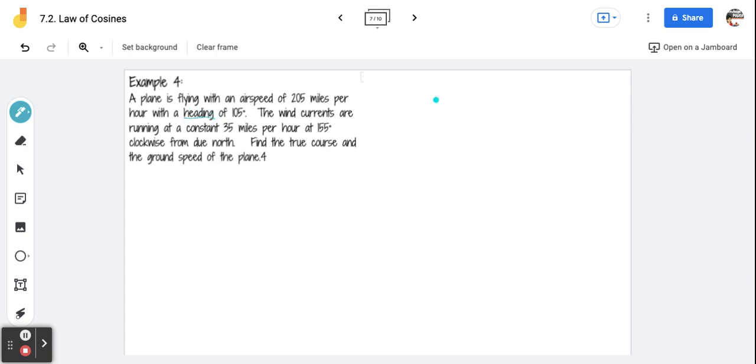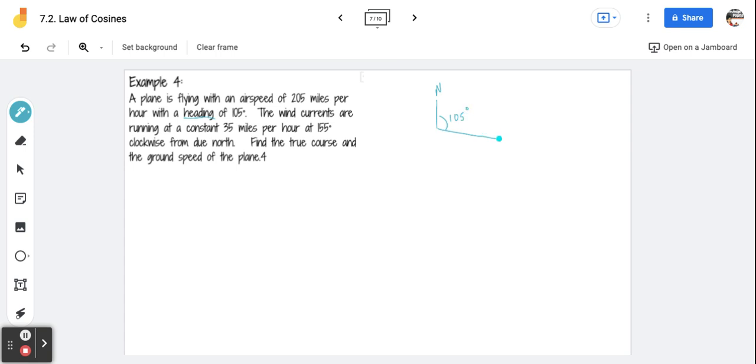So let me draw this so far. This is due north. If the heading is 105 degrees, that means 105 degrees clockwise from north. So 90 is here, and this plane is intending to fly in this direction right here. That's 105 degrees.